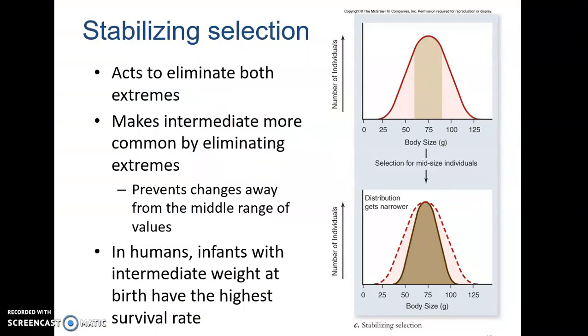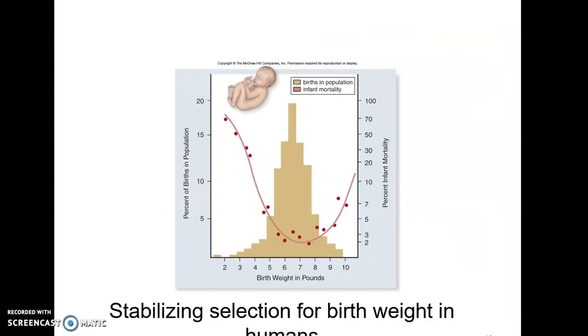Finally, stabilizing selection stabilizes the population by acting to eliminate both extremes. Another way to say it is that stabilizing selection makes the intermediate or the mean more common by eliminating the extremes. This prevents a change from that middle range of values. A good example is in humans, infants with intermediate weight at birth have a higher survival rate than infants that are too small or too large. We actually see this with a lot of birds, like ducks and chickens, where eggs of an intermediate weight have a higher hatching success than either extreme.